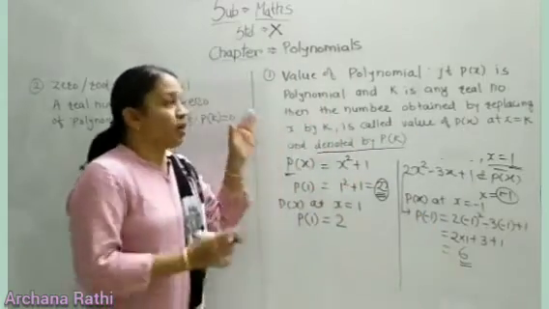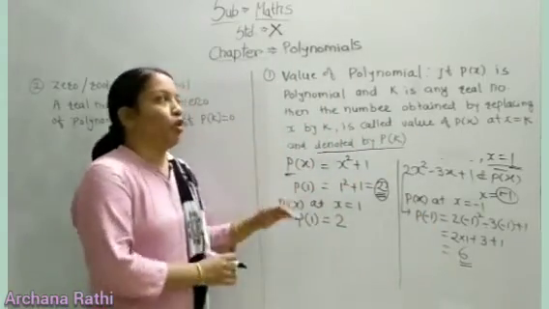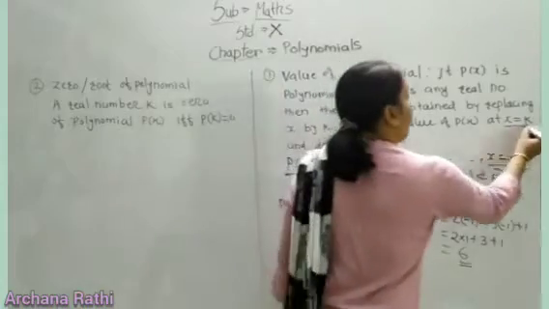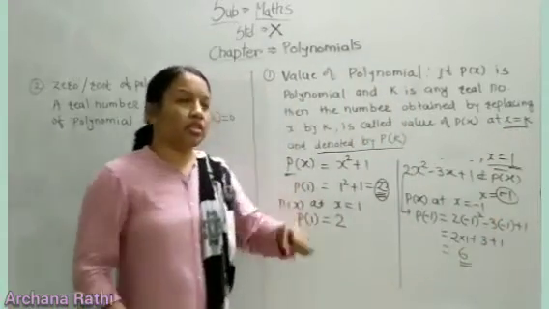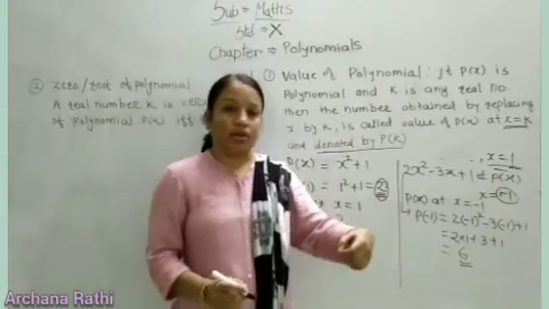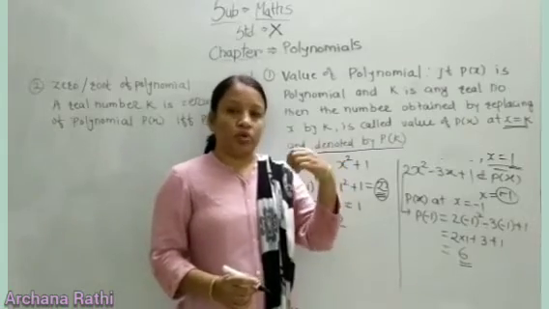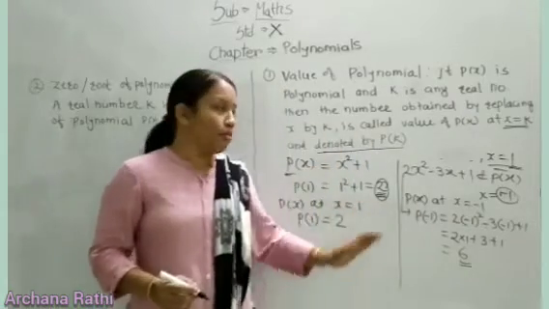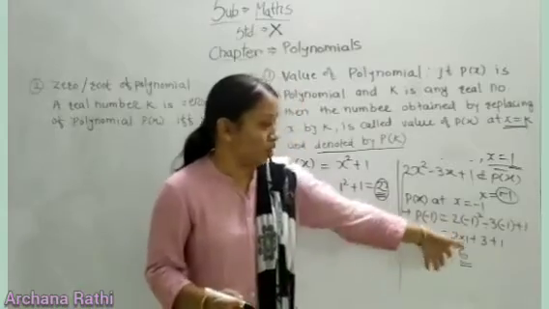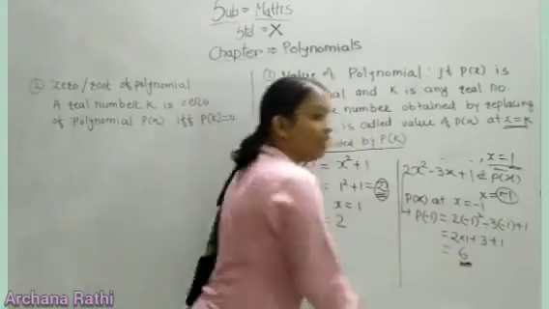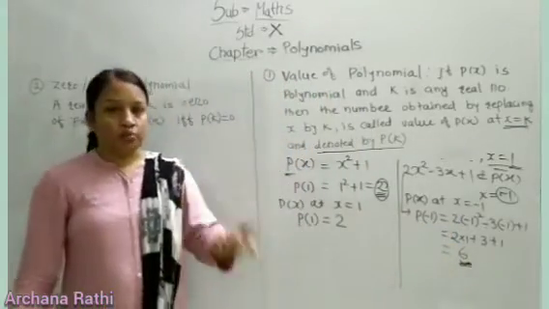This is how you can find the value of the polynomial at any point, any real number. Here you just have to replace the variable by that number and perform the addition, subtraction and other operations. Whatever the final answer is, that is your value of the polynomial.